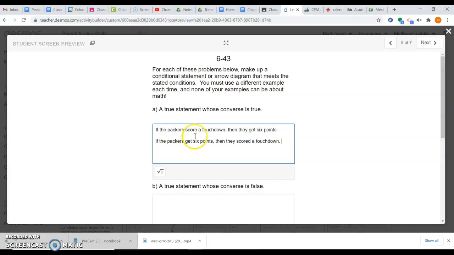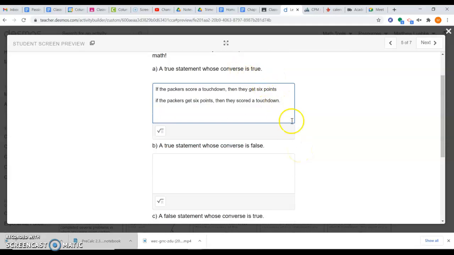And both of those are true, okay? Because a touchdown in football is worth 6 points. So if they scored a touchdown, then they got the 6 points. And if they got 6 points, then they must have scored a touchdown. So it goes either way. And that would be your true and true.